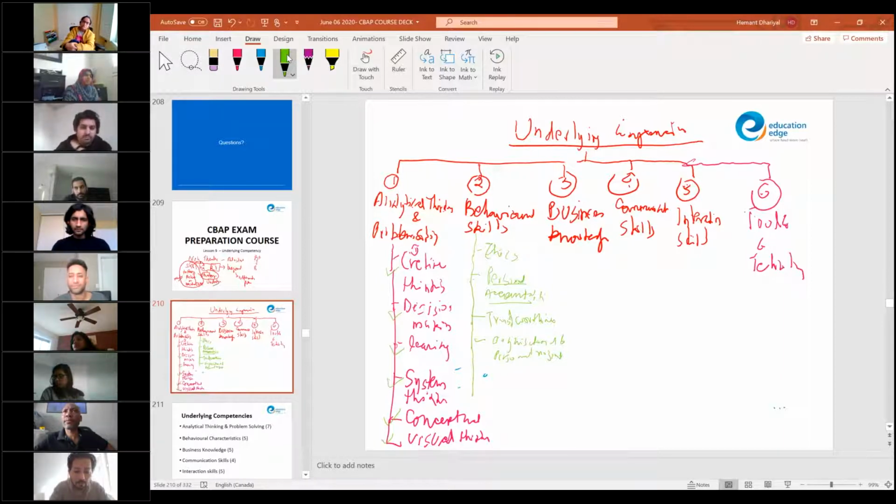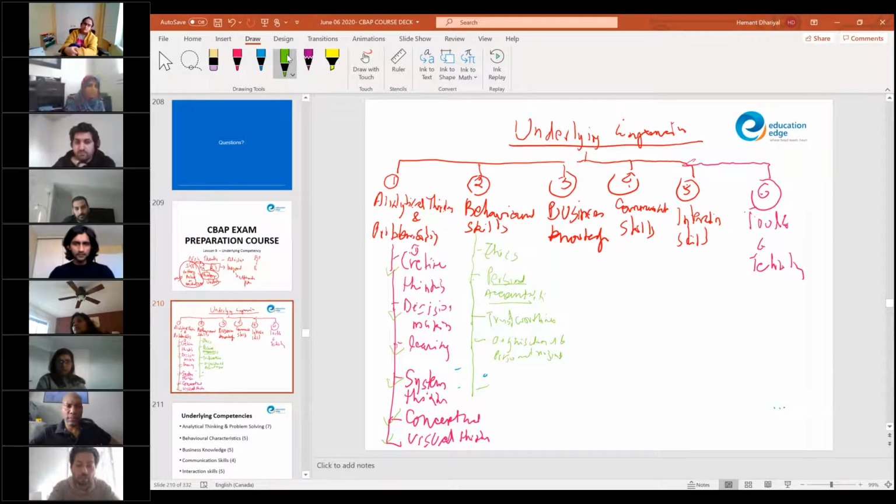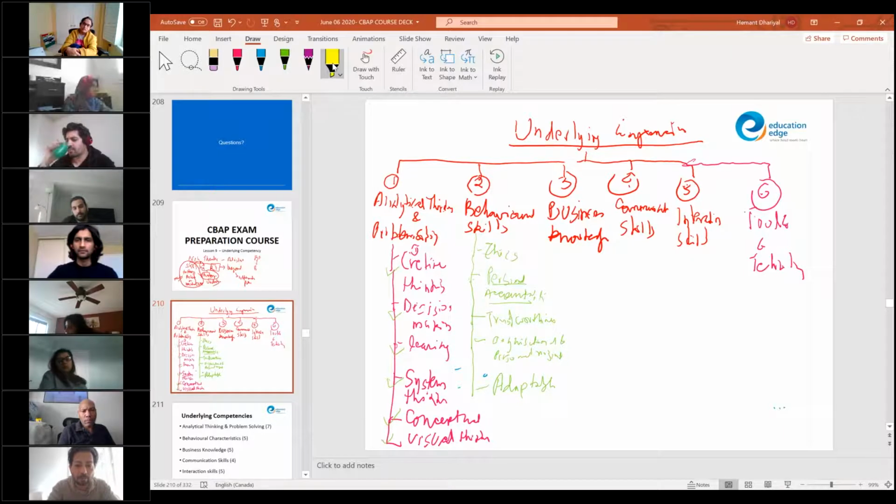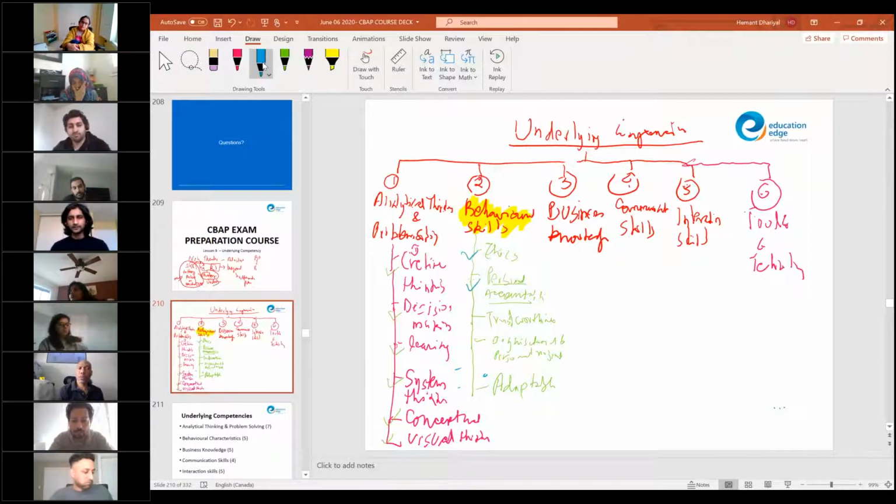Then the last but not the least is business analysts are very adaptable. They're very adaptable people. You can scale up, we can scale down depending on the environment we are working in. So when we go through the concept of behavioral skills today, we'll go over ethics, personal accountability, trustworthiness, organizational and personal management, and adaptability.